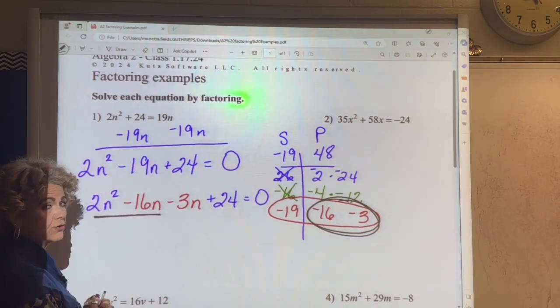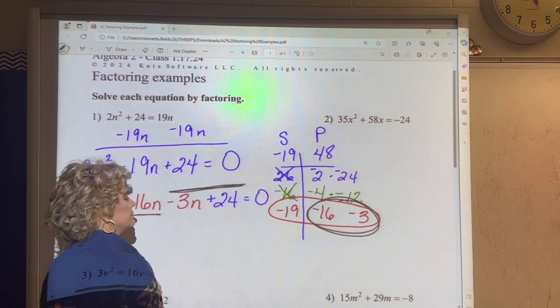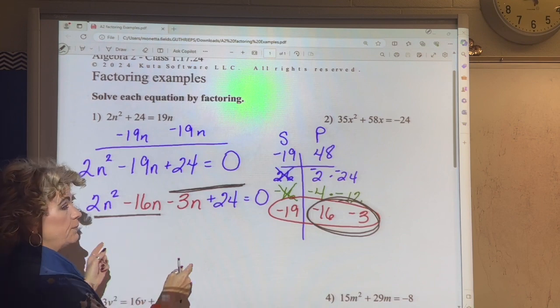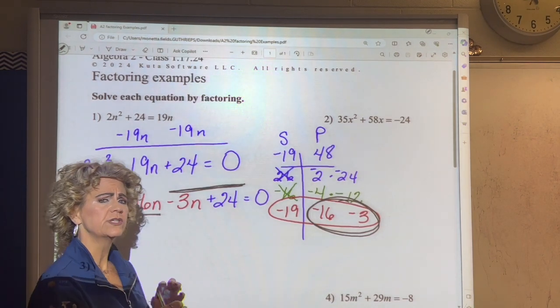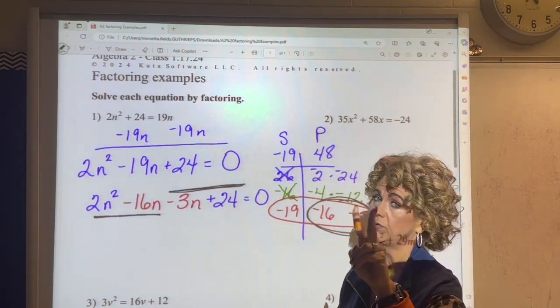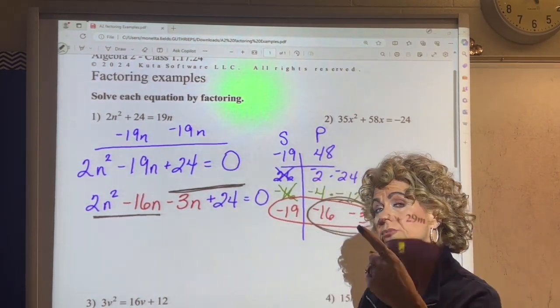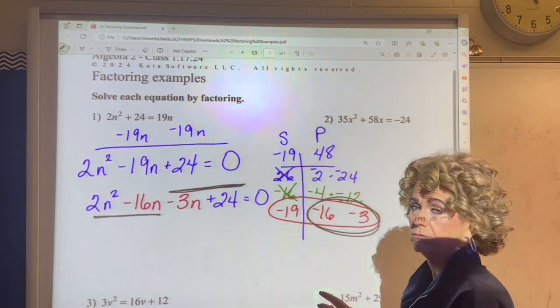We're grouping the first two, and we are grouping the second two, okay? When I group the first two, I'm going to look. I'm looking for something I can factor out. What do they have in common? I'm looking for two things: do they have a common variable, and do they have a common factor?